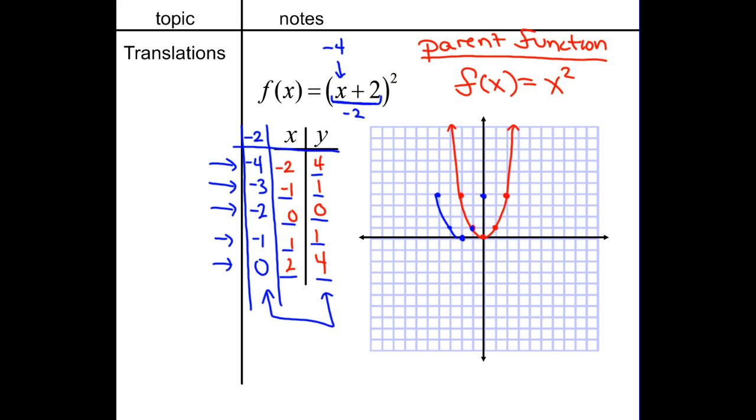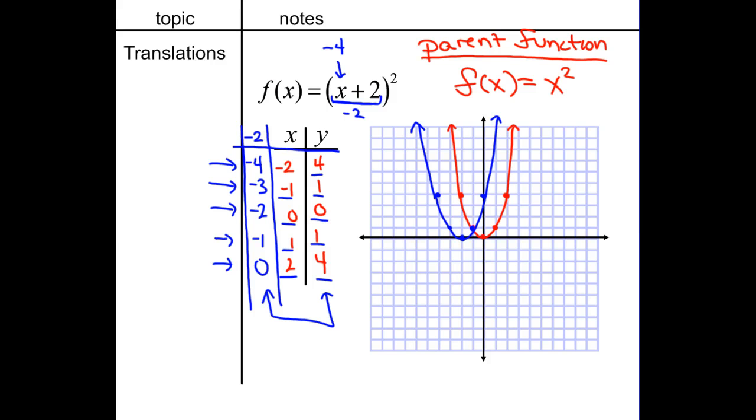Now I'm going to connect my points here, and I want you to notice what happened. It took my parabola and moved it to the left 2 places. Each point moved over 2 places to the left: 1, 2, 1, 2. So when the 2 is inside, it's going to move it to the left 2 places.